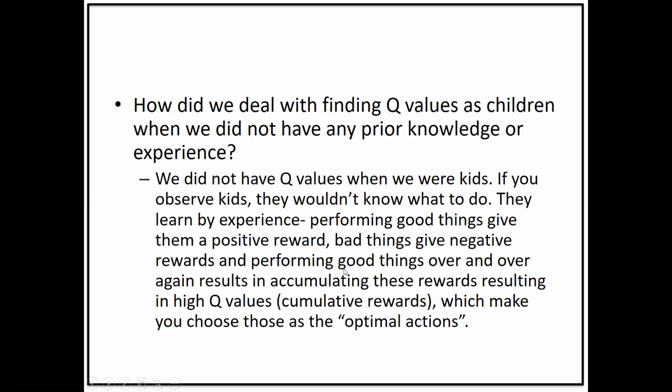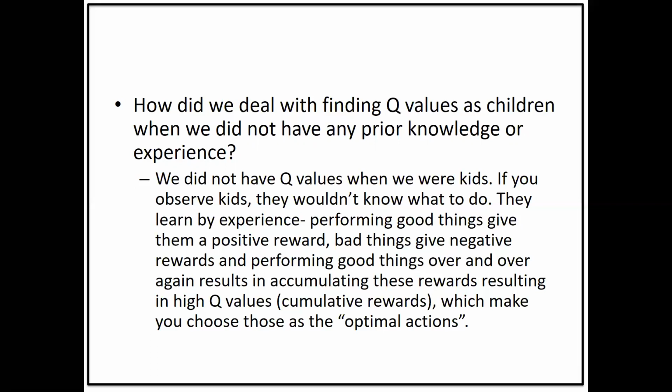Okay, next question is, how did we deal with finding Q values as children when we did not have any prior knowledge or experience? So like the person who asked this question has specified, we indeed did not have any prior knowledge or experience when we were kids, but we did it with this so-called explore and exploit idea in reinforcement learning, where you explore things and find their rewards and their cumulative rewards. If you perform good things, or rather, if you perform pleasurable things, you get positive rewards. And if you do things that cause you pain or agony, you get negative rewards. And you accumulate these as cumulative rewards.